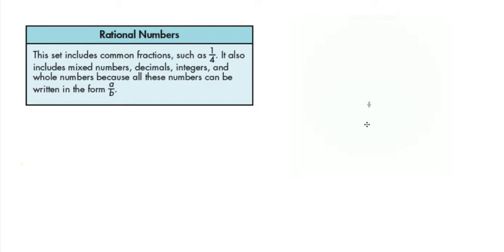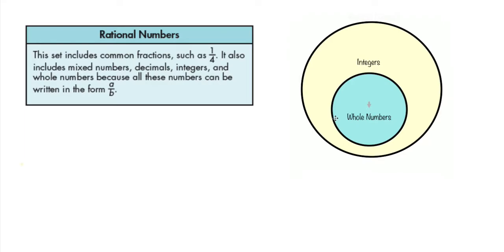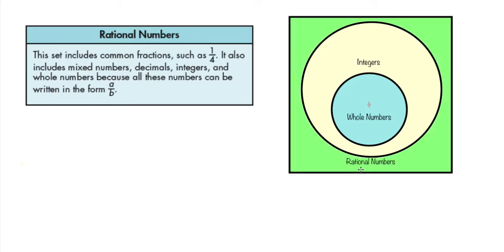We have our set of whole numbers, 0, 1, 2, 3, 4, 5, 6, 7, 8, 9, 10. All whole numbers belong to the set of integers. That means all whole numbers are integers, but not all integers are whole numbers. Then we take it one step further, the set of rational numbers. All whole numbers and all integers are rational numbers, but not all rational numbers are integers or whole numbers.